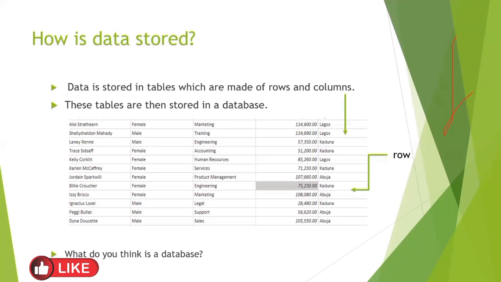The example I have on my screen now is a snapshot from a sheet. Thank you, Abimbala. What we can see are columns and rows. Data is stored in tables which are made of rows and columns. This entire part that has Ali, female, marketing, Lagos, this is a row.